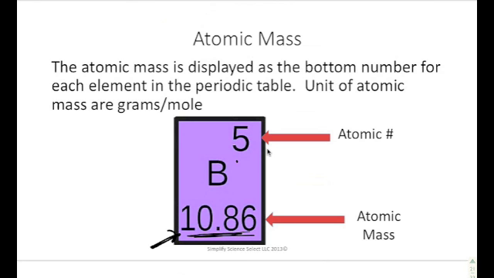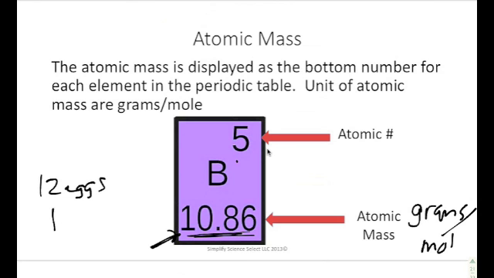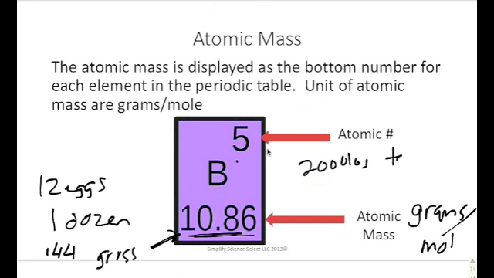Or really, what we're going to look at in this class is that it's this many grams per mole. Now, a mole is just a unit of saying, hey, it's like a dozen. Whenever you have 12 eggs, you can refer to 12 eggs as a dozen or 1 dozen. Whenever you have 144 of something, you can refer to it as a gross. Whenever you have 2,000 pounds of something, you can refer to it as a ton.